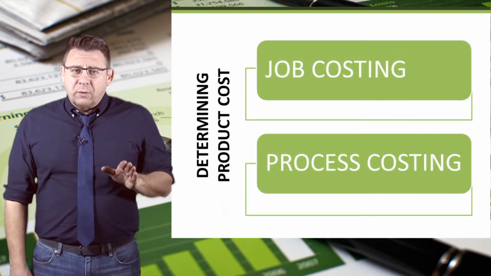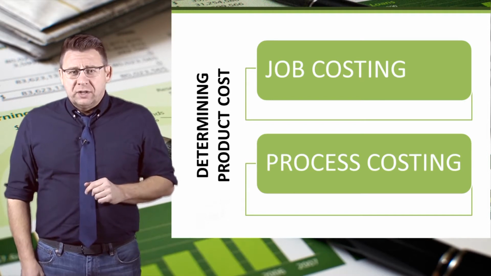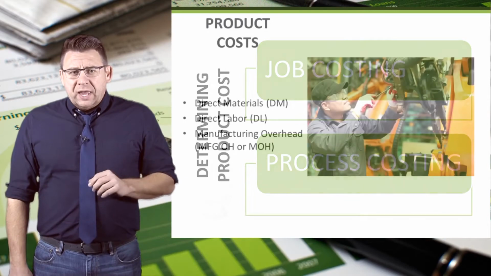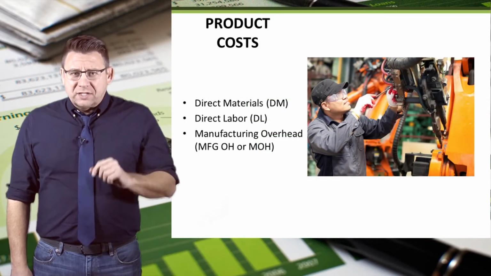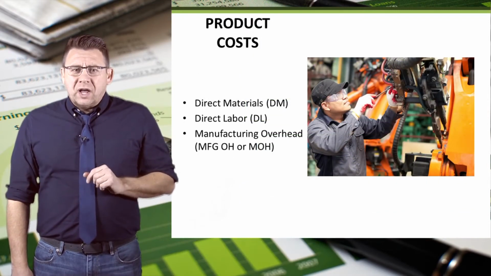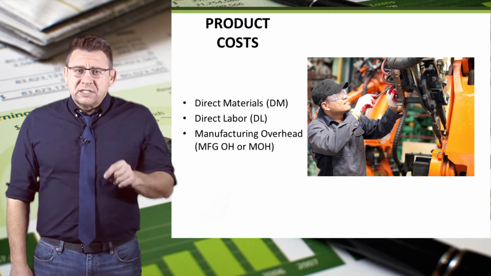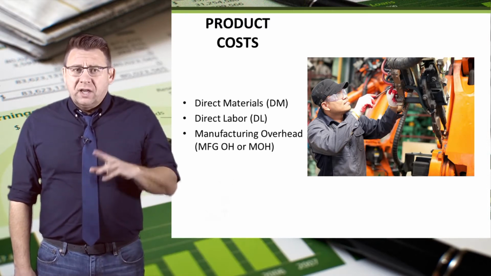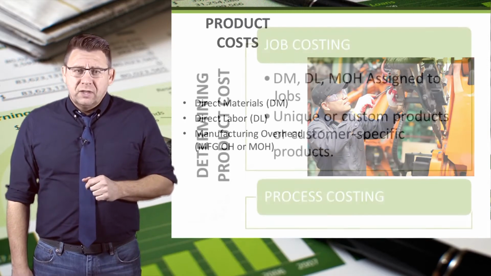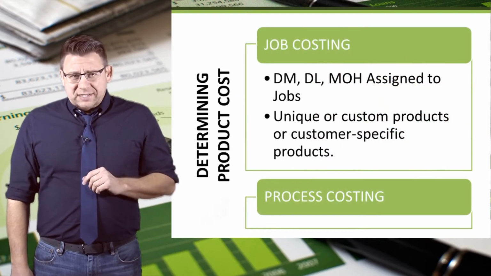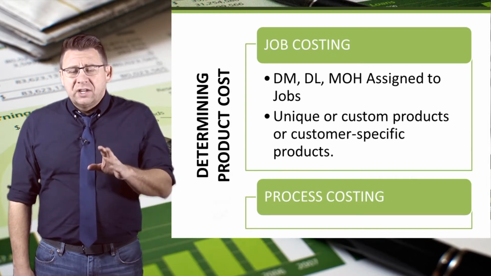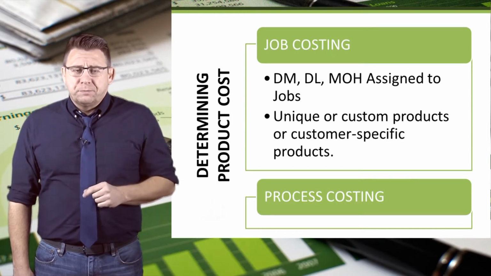There are two primary ways product costs are determined: job costing and process costing. And when we talk about product costs, remember, we are talking about direct materials, direct labor, and manufacturing overhead, an indirect cost. In the job costing system, these material, labor, and overhead costs are assigned to each job or batch.